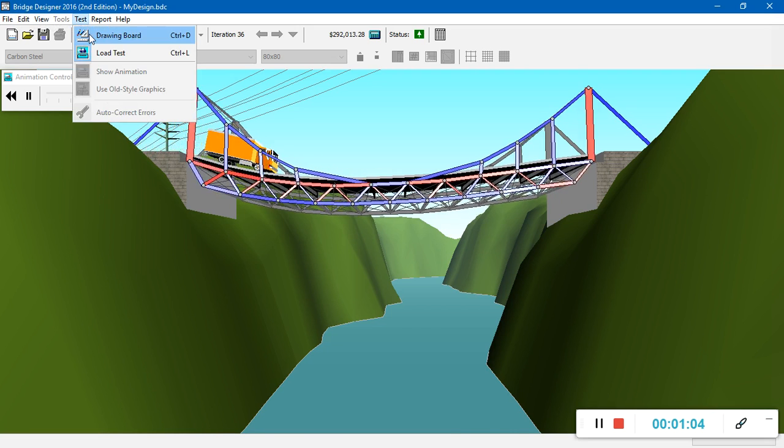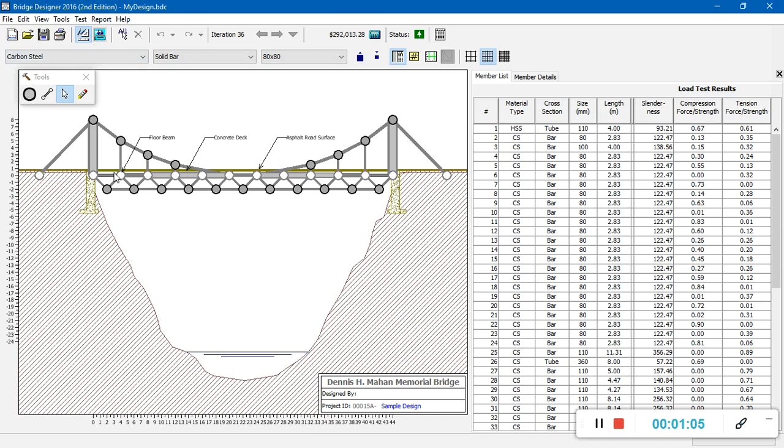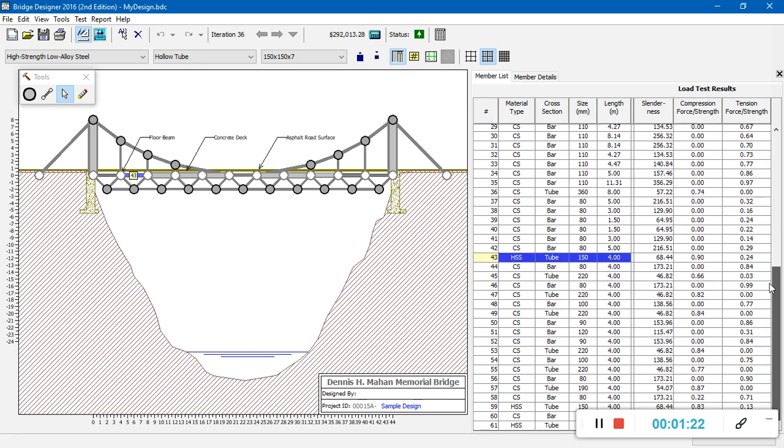So let's go back to the drawing board, and you can see if you click on those beams, you can see them. That one's beam number 1. It goes through compression force of 0.67 and a tension force of 0.61. And the other one right here, down at the bottom, that's number 43. It goes through a compression force of 0.9, which is pretty big, and a 0.24 tension force.